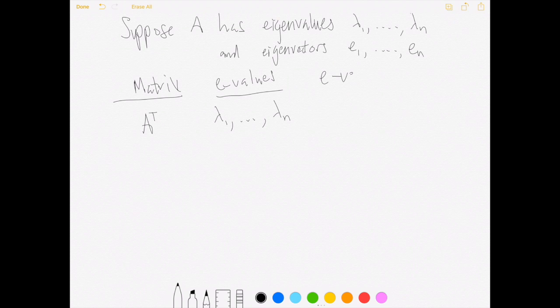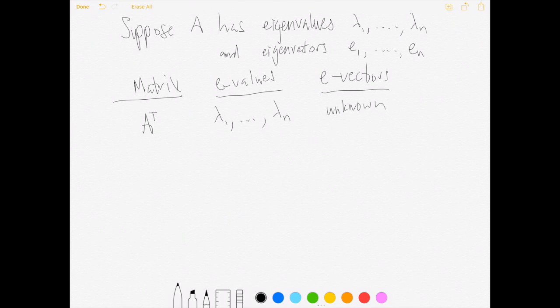The eigenvectors, well, we can't actually say anything about those in the general case. Even if you know all the eigenvectors of A, unless A has a very special structure like being symmetric, we can't say anything about the eigenvectors of A transpose.